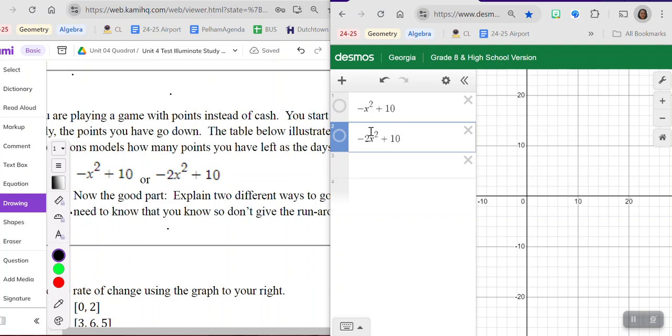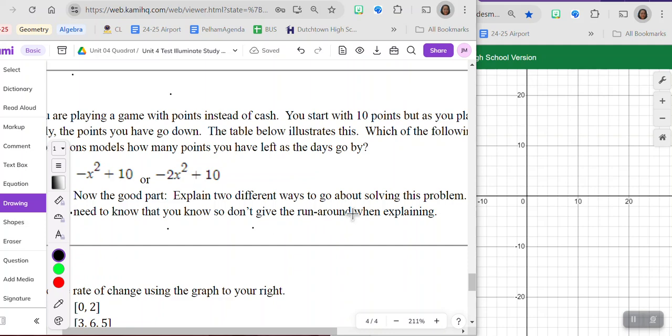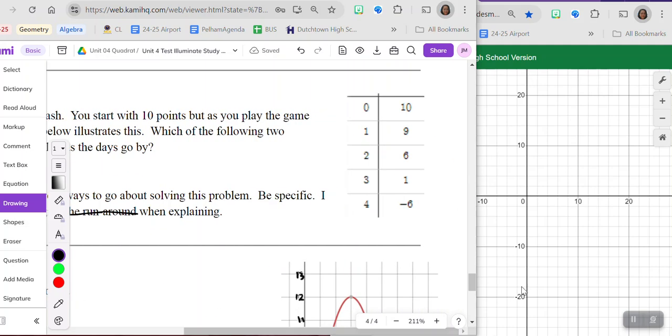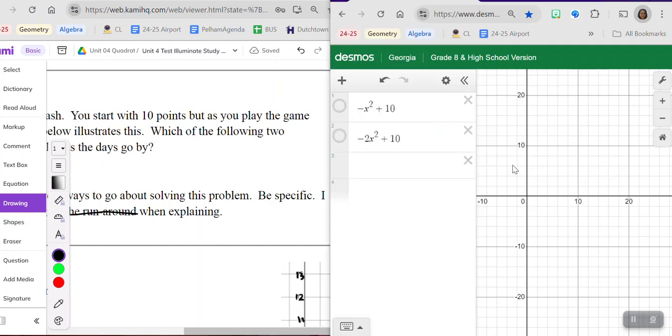Okay, so the only difference is this number in front. If you think about transformations, it's going to move up 10 units. It's going to be reflected over the x-axis, and then this one's going to be vertically stretched. Okay, so now let's find the table. And so where are the parabolas? Oh, I got to put color on them. My bad. I'm so sorry.